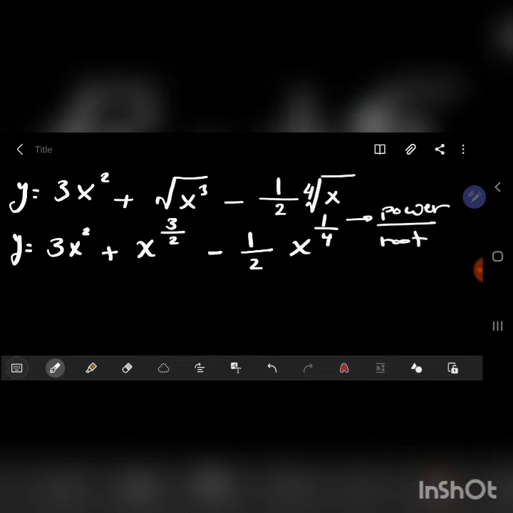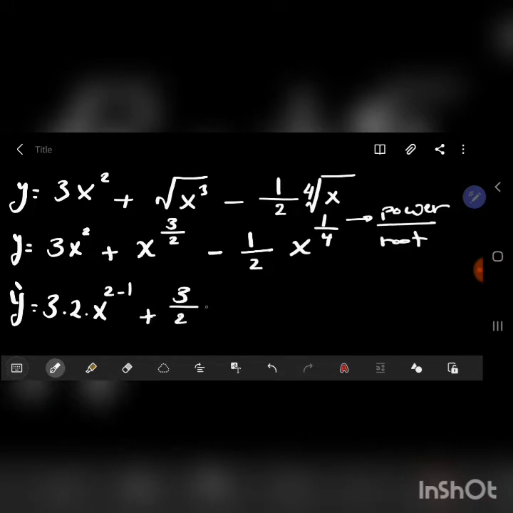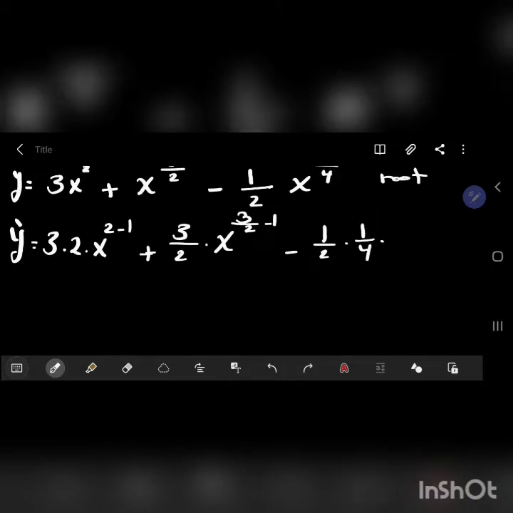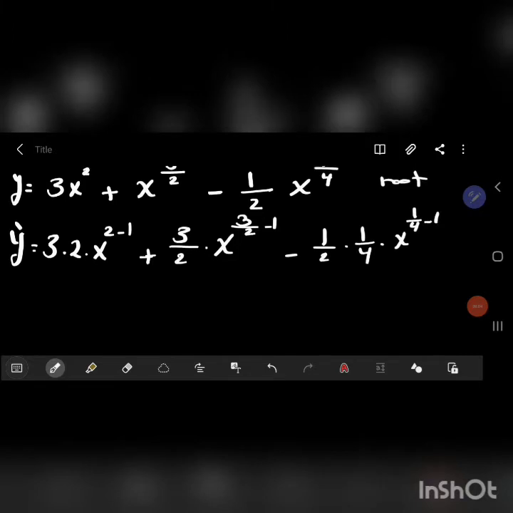Now I can solve it and take the derivative of this function. Y prime equals 3 multiplied by 2 multiplied by x to the power 2 minus 1, plus 3 over 2 multiplied by x to the power 3 over 2 minus 1, minus 1 over 2 multiplied by 1 over 4 multiplied by x to the power 1 over 4 minus 1.